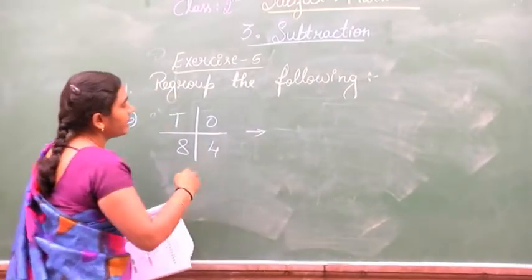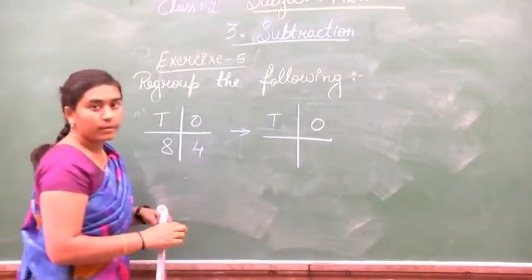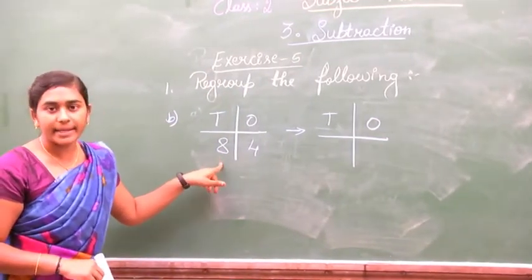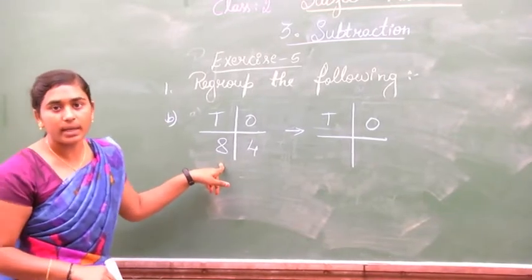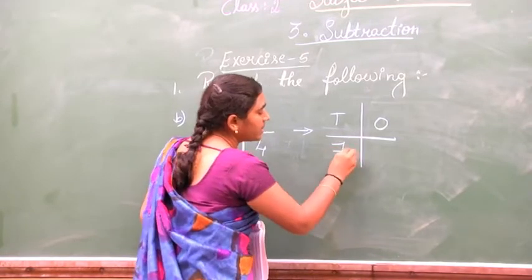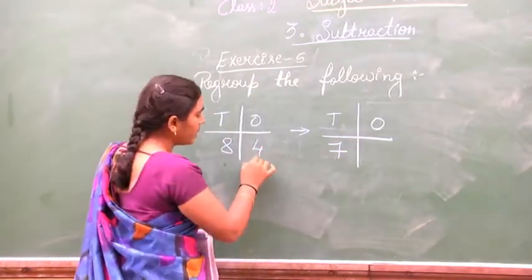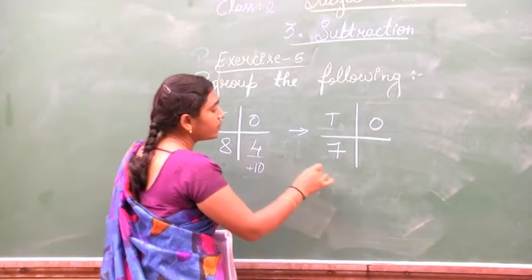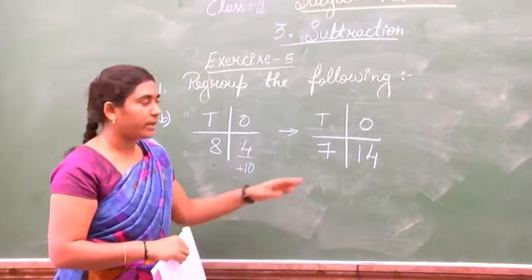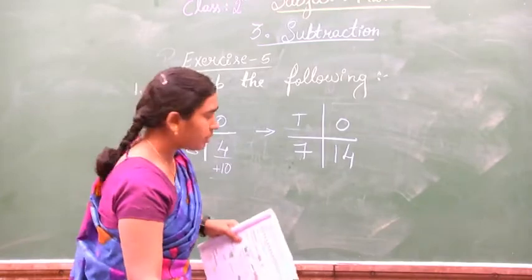How do we regroup 84? From 8 tens we are taking 10. That means from 80 we have to subtract 10. So 8 becomes 7. The previous number for 8 is 7, and if you are adding 10 to this 4, it will be 14. You are removing 10 and adding 10 here.